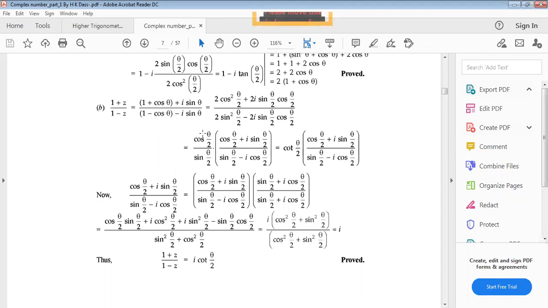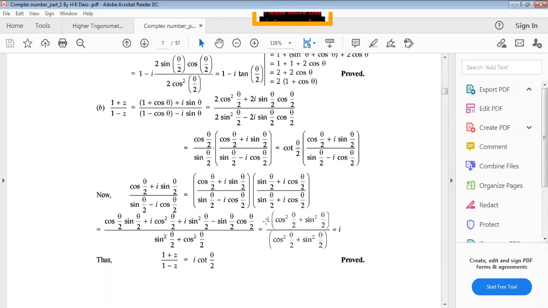Then we can write cos by sin as cot. Then we have cos(θ/2) + i sin(θ/2) and cos(θ/2) − i sin(θ/2). Now, using the a + b, a − b formula, we multiply cos(θ/2) + i sin(θ/2) on both numerator and denominator. Then (a + b)(a − b) is a² − b². This cancels; i² sin² means minus 1, so this makes plus, and by the formula sin² θ + cos² θ equals 1, this is also cancelled.